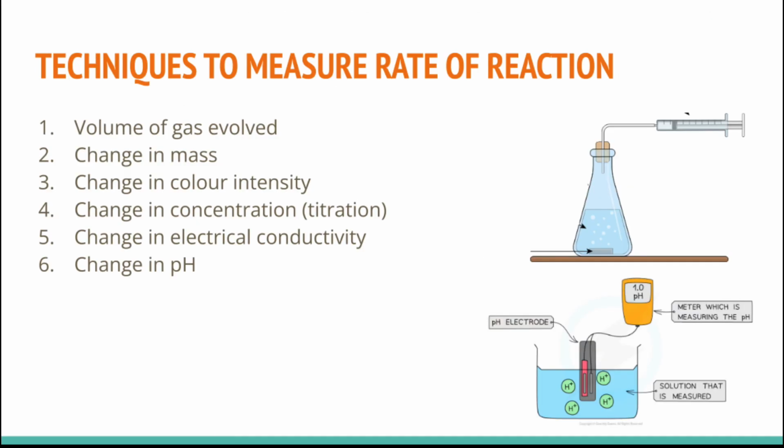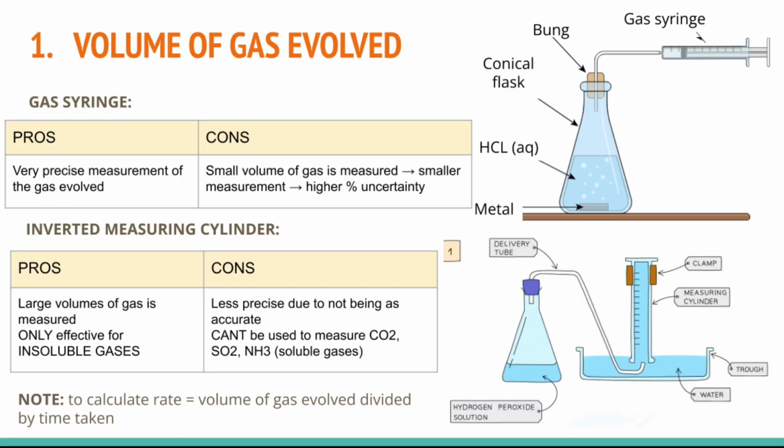But what are some techniques that are used to measure the rate of reaction? We have volume of gas evolved, change in mass, change in color intensity, change in concentration done by titration, change in electrical conductivity, and finally change in pH. So let's start with volume of gas evolved. There are two ways to do this. You can either use a gas syringe or an inverted measuring cylinder. Both of these have their own cons and pros.